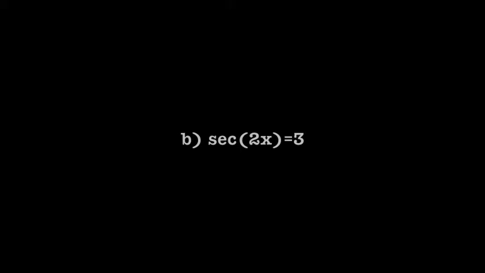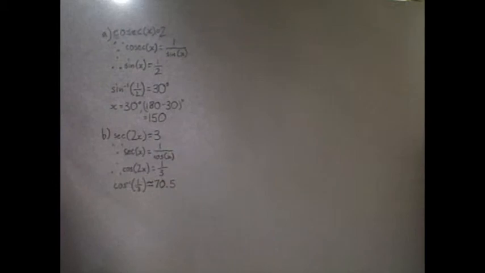Now to solve b, which is sec 2x equals 3, it's basically the same principle, so you convert sec 2x into cos 2x, so 3 turns to 1 over 3, and then you input it into the calculator, so cos minus 1 of 1 over 3 approximately equals 70.5. But now, because it says sec 2x equals 3, you need to solve the equation for x, so 2x equals 70.5, you divide by 2, so it's x equals 35.25.